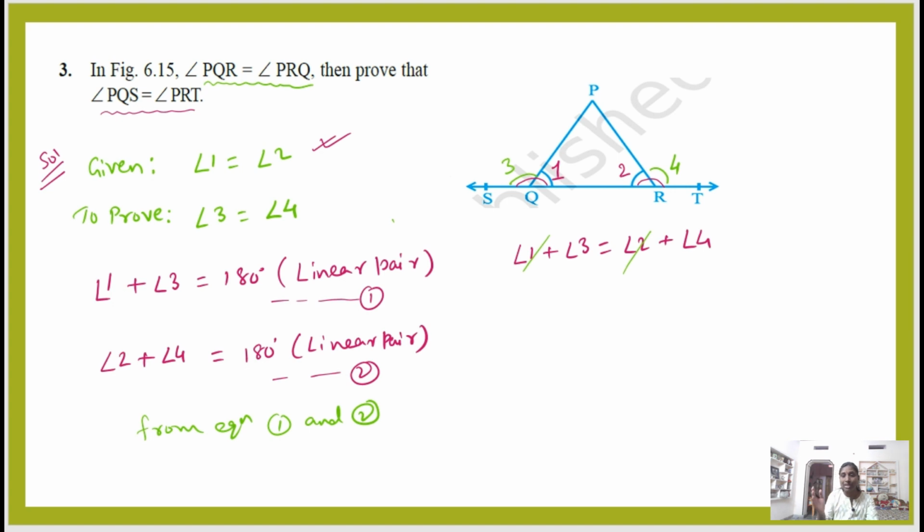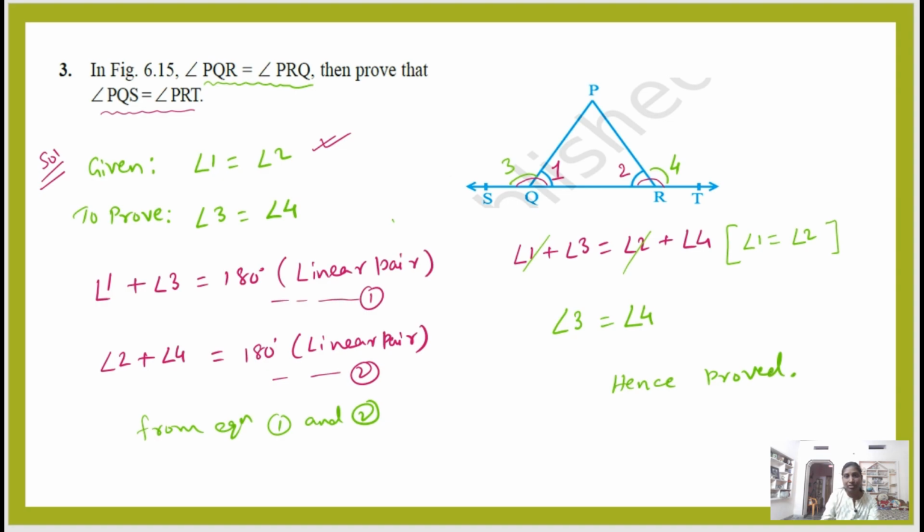If you transpose angle 2 to left hand side, we will get minus angle 2 and they are equal, so they will get cancelled. What is the reason? Write the reason here: because angle 1 is equal to angle 2. So, now angle 3 is equal to angle 4. This is what we needed to prove. Hence proved. You can write it in the last. I hope you have understood this clearly.